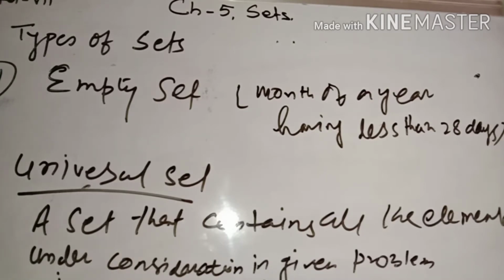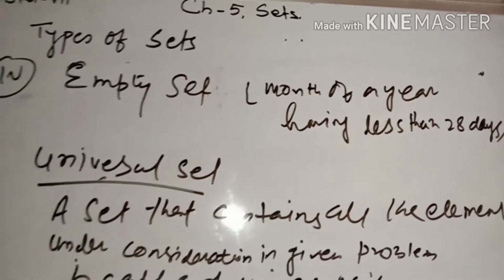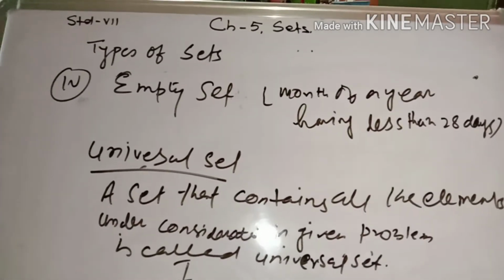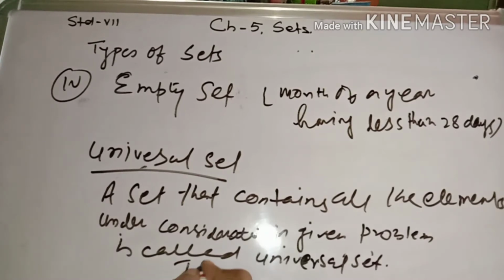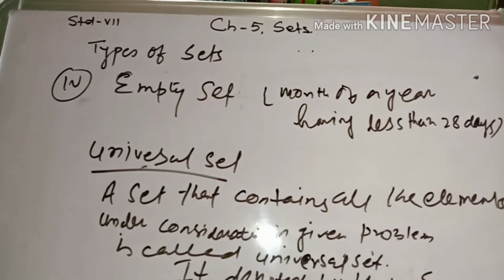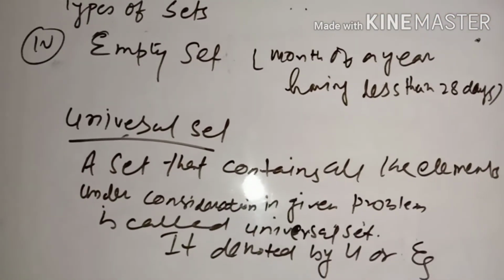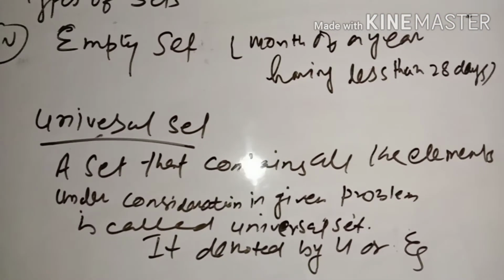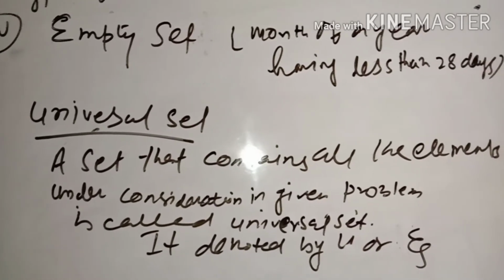So these are the types of set, and it is denoted by U. The universal set is denoted by capital U or this sign.